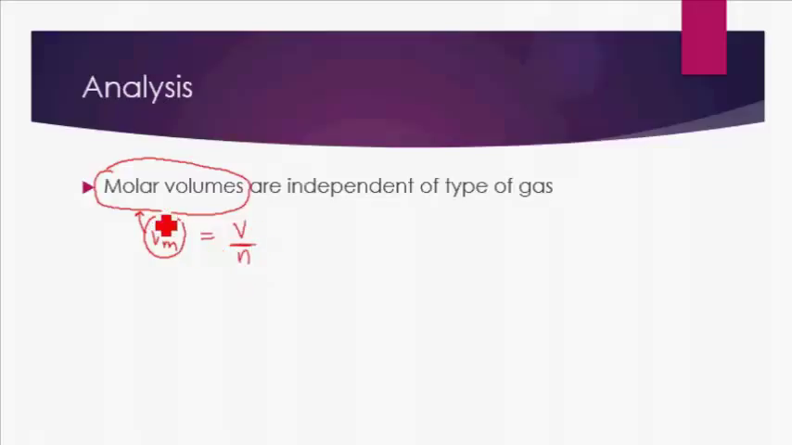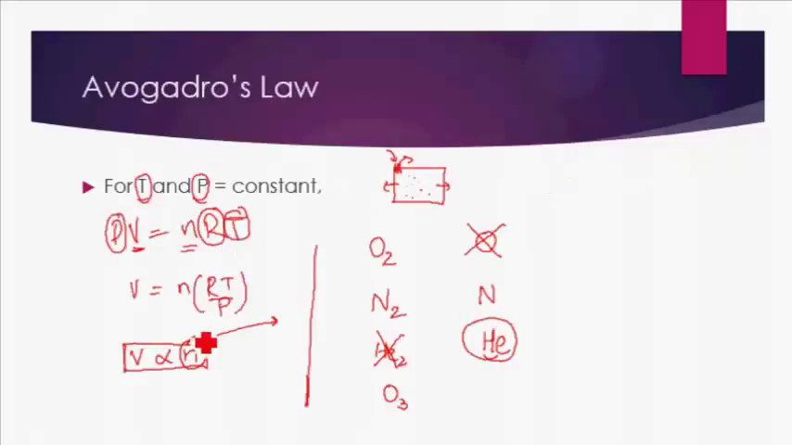So molar volume is independent of type of gas. That means for any given gas, whether it is CO2 or say CH4 or ammonia or oxygen or any gas, for all the gases, as long as we consider them to be ideal gases, their V by n ratio will remain constant under the same condition of temperature and pressure.